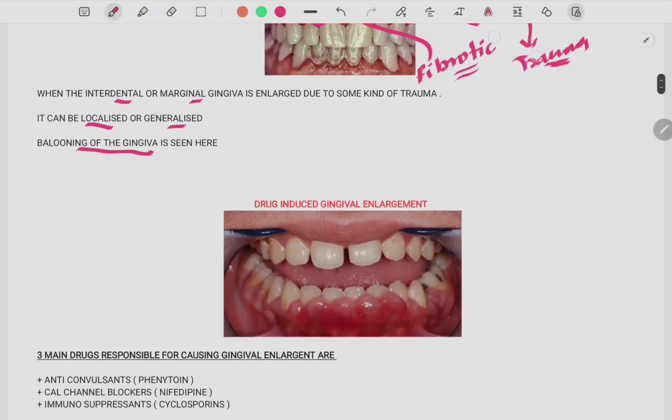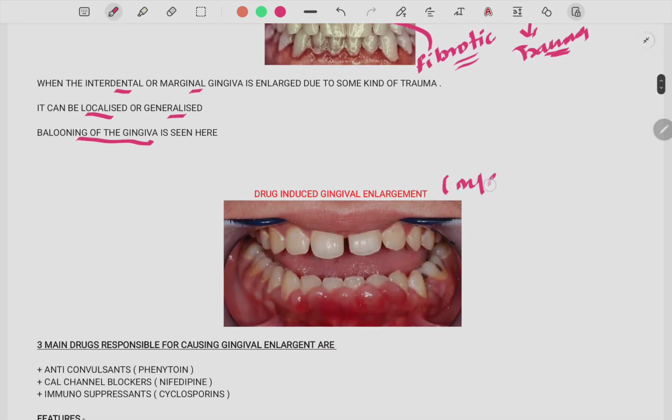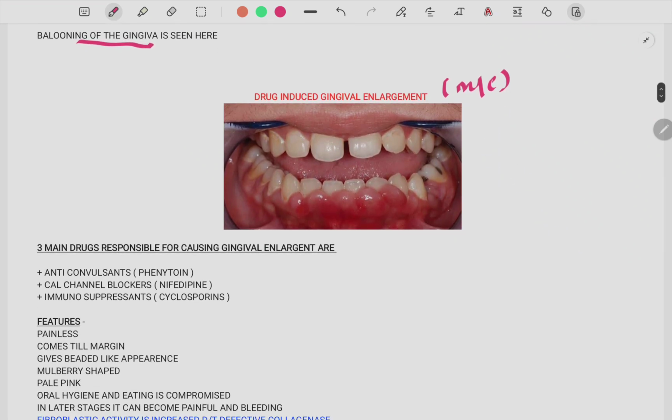Moving to the other type, which is also the most common and the most important type of enlargement, that is the drug-induced gingival enlargement. Basically there are just three types of drugs which are responsible for it. The most important is the anticonvulsants, which is phenytoin. Phenytoin has a major disadvantage, that it leads to gingival enlargement. Other than that, there are calcium channel blockers given to heart patients, and immunosuppressants mainly given to children, which can lead to gingival enlargement in children.